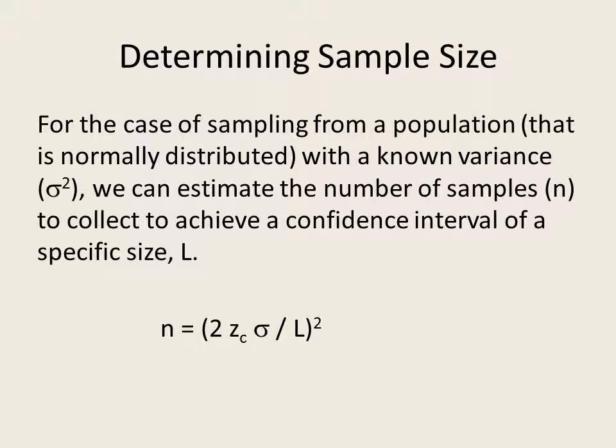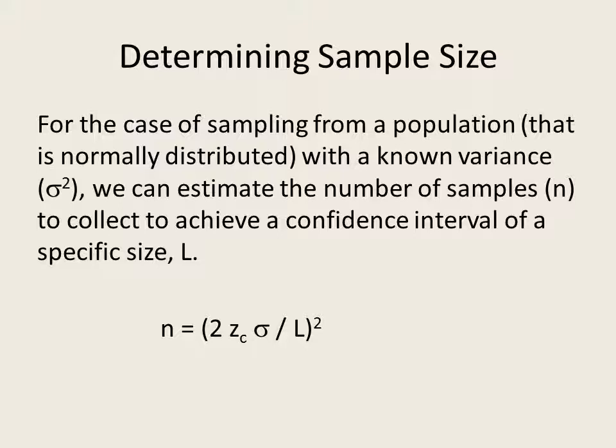Sometimes we'll want to narrow the confidence interval to a specific size L. If you do that, you can use this equation to help you estimate the number of observations that you should make in order to get a confidence interval of that size. So if you want to say, I want to know the answer to within 2%, then you've defined your L size, and you can calculate how many observations you'll need to collect in order to get a confidence interval down to that size.